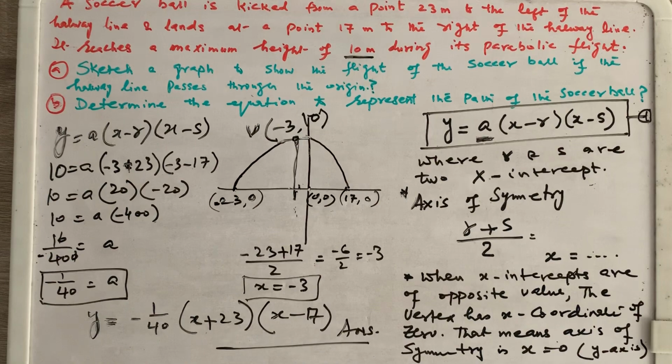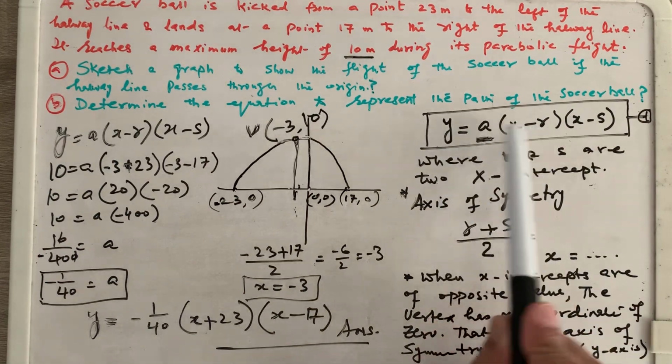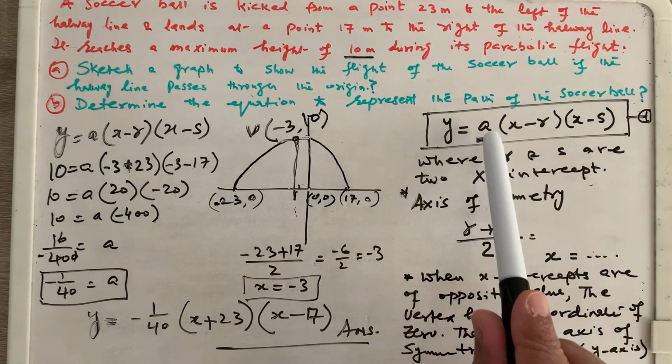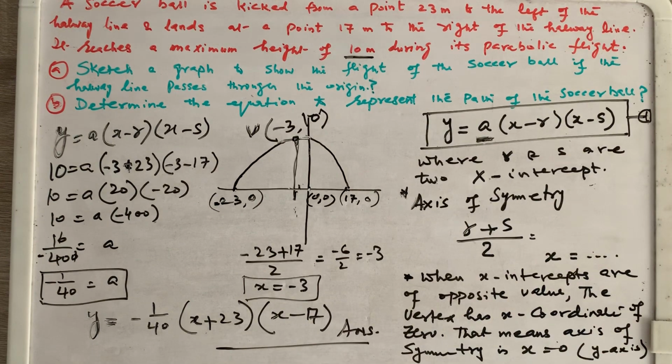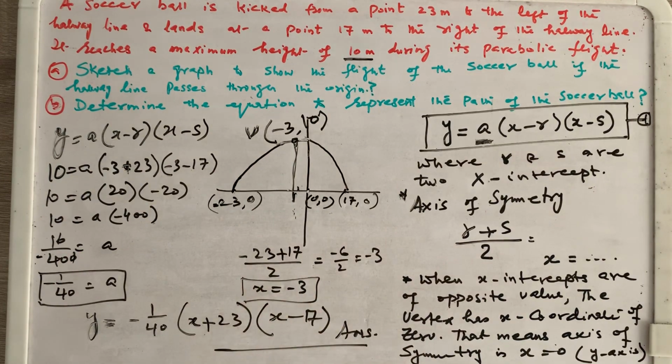So it was an easy question, but you need to know the basics. What is the factored form of the parabola? Factored form is y equals a times (x minus r) times (x minus s), right? Where a is the same a as in your vertex form or standard form. So we learned how to plot it and how to find the equation if the two intercepts and a point of the parabola are given. You can write the equation of the parabola and you can sketch the graph as well.